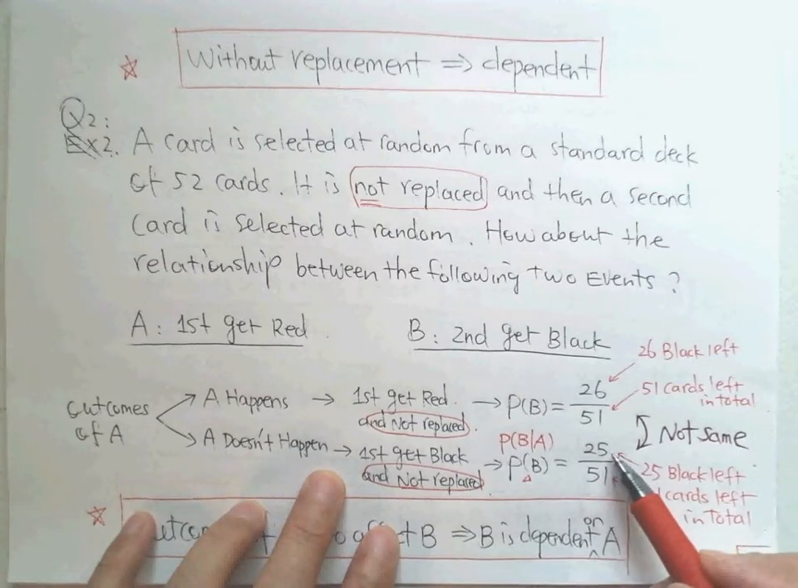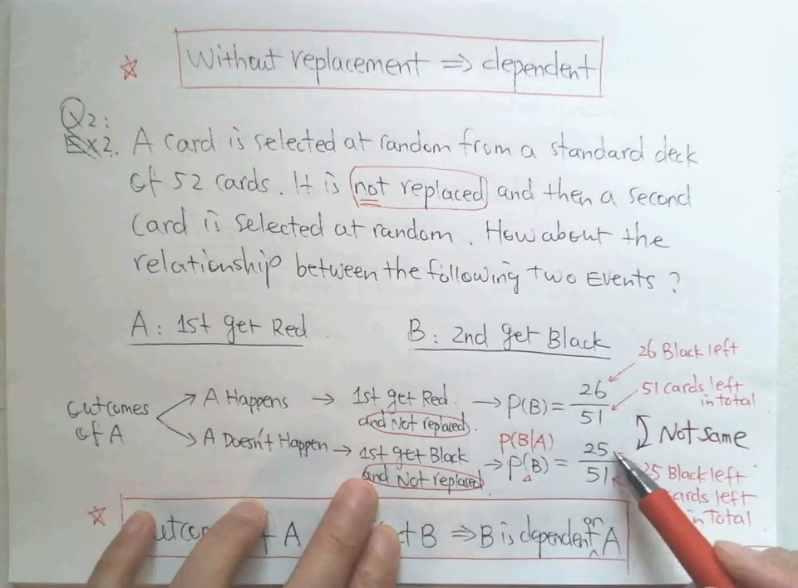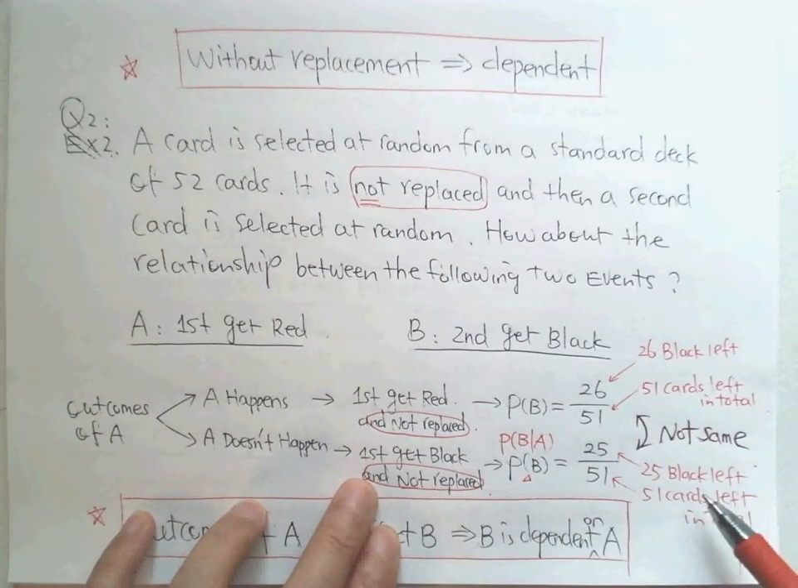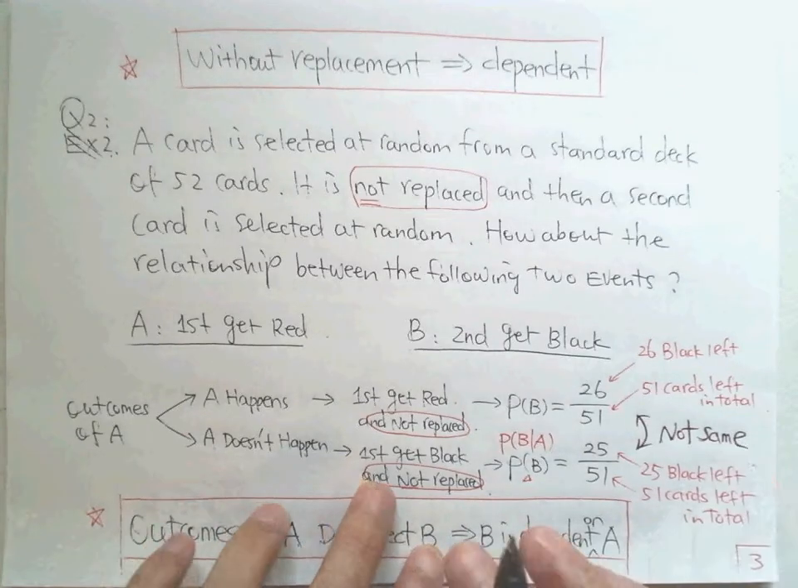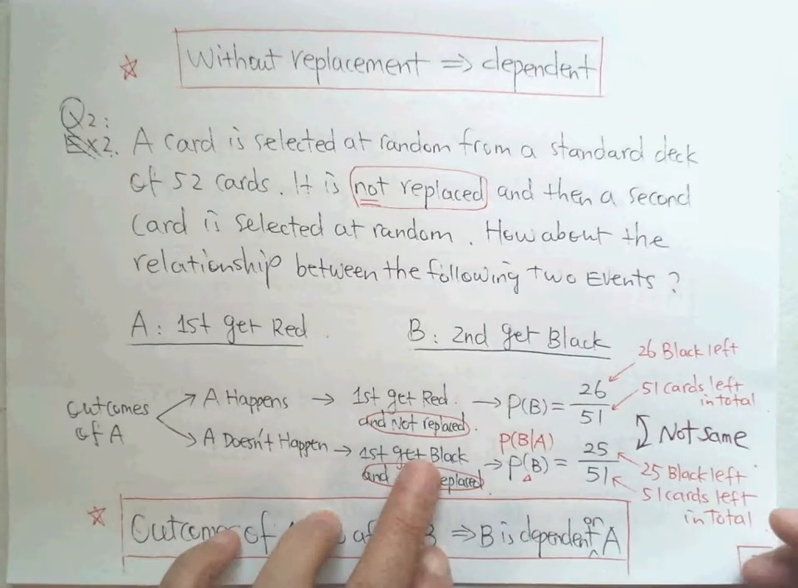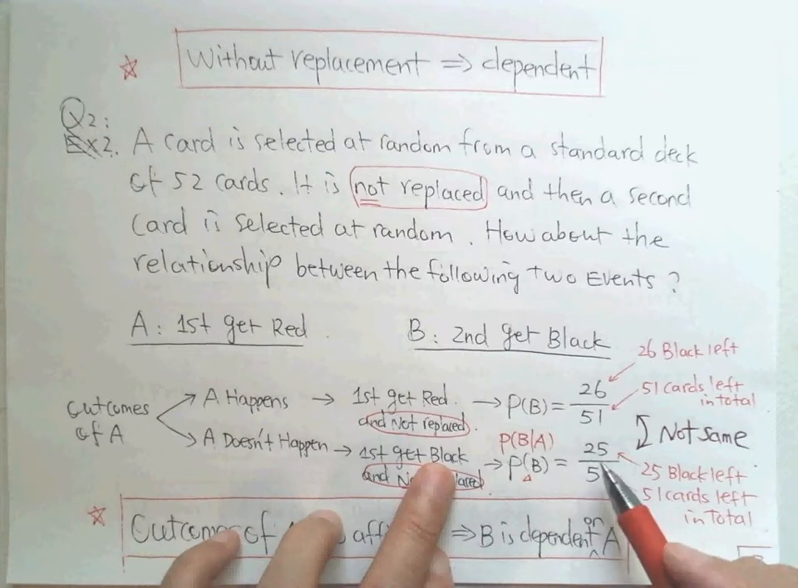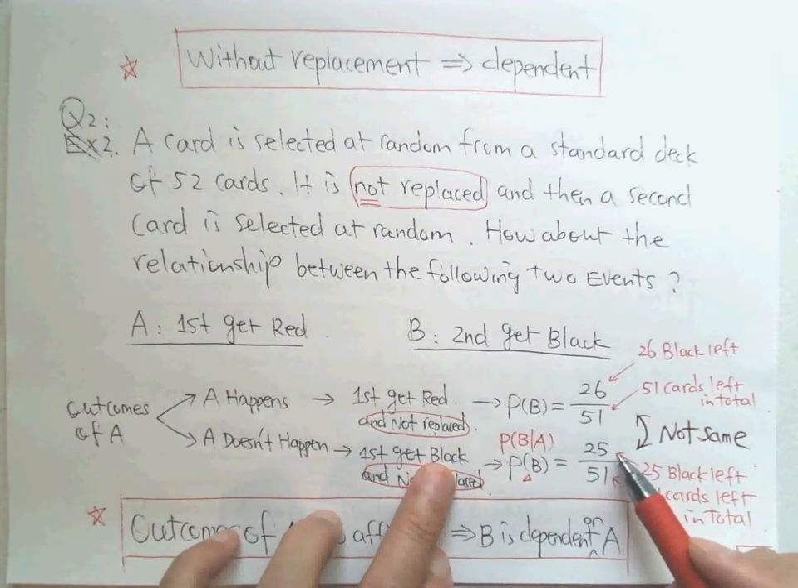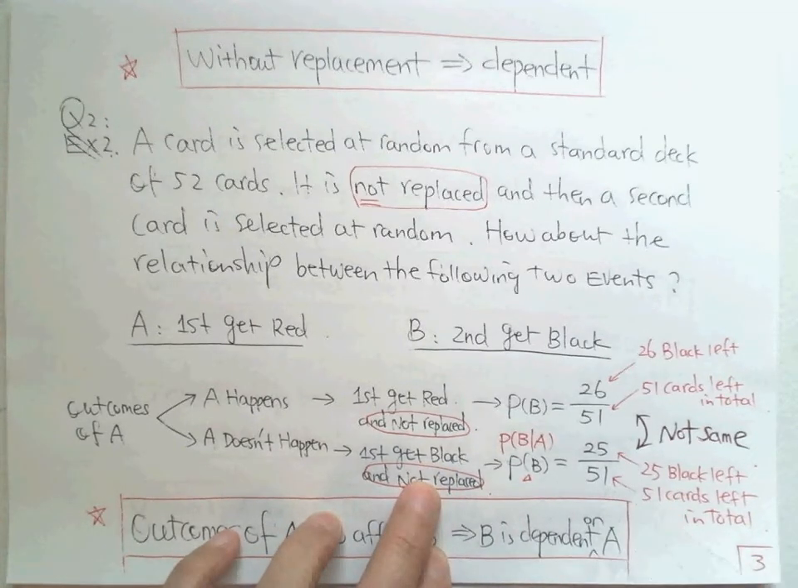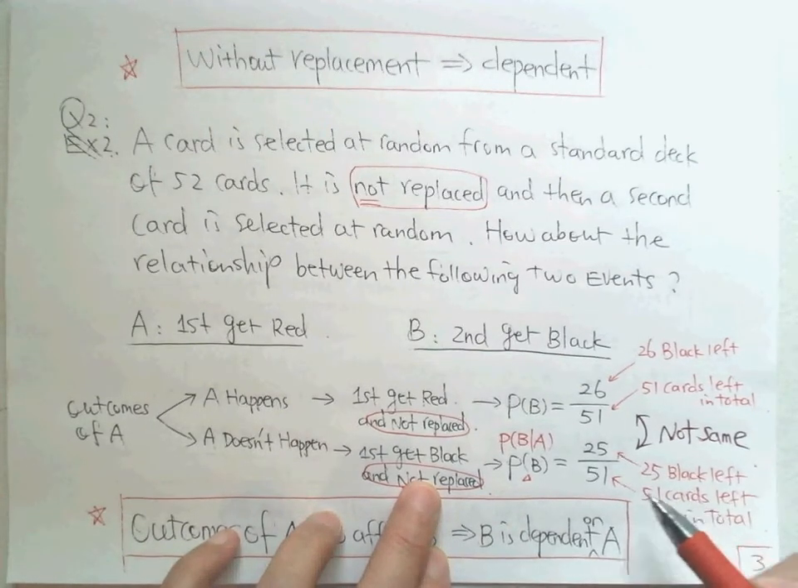How many black cards? Classical model. Because you want to get the black, right? How many black cards left? 25. Why is it 25? Because total 26 black cards. The first you pick one, not put back, so it's only 25, right? So how many in total? Of course, it's 51, because from 52 you pick one, not put it back, so 51 cards left.